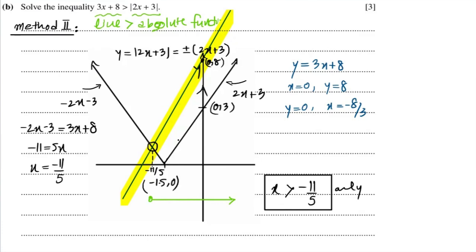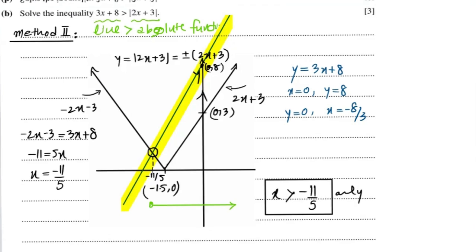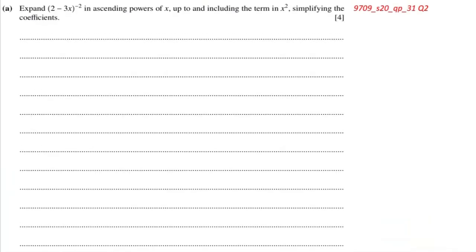If you're good to go with the first method, fine. You can always apply that. But if you are looking for more ways to solve it quickly, keeping the marks in mind, since it's just a 3-mark question, you can explore this method as well. All right? So this one is from summer 20, question paper 3-1 and question 2.